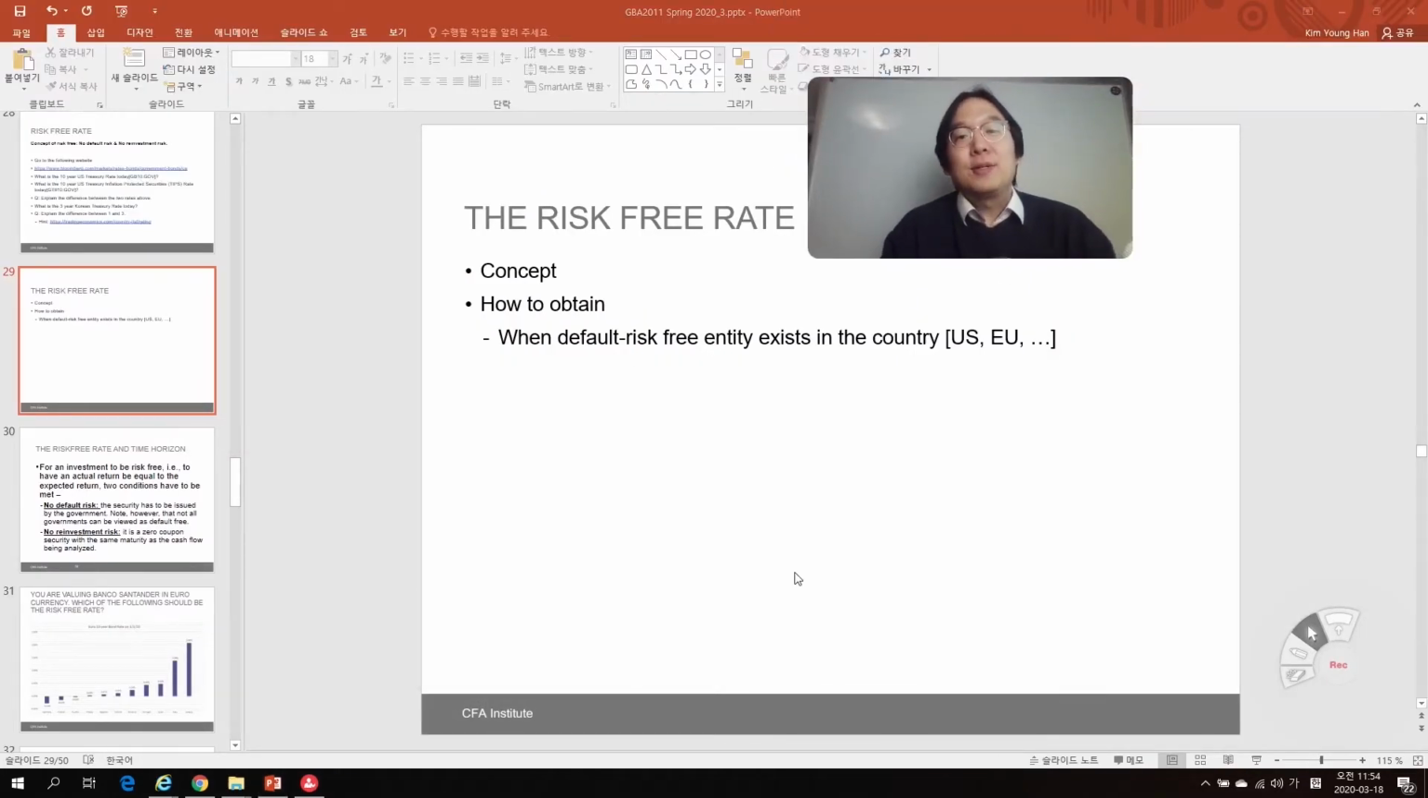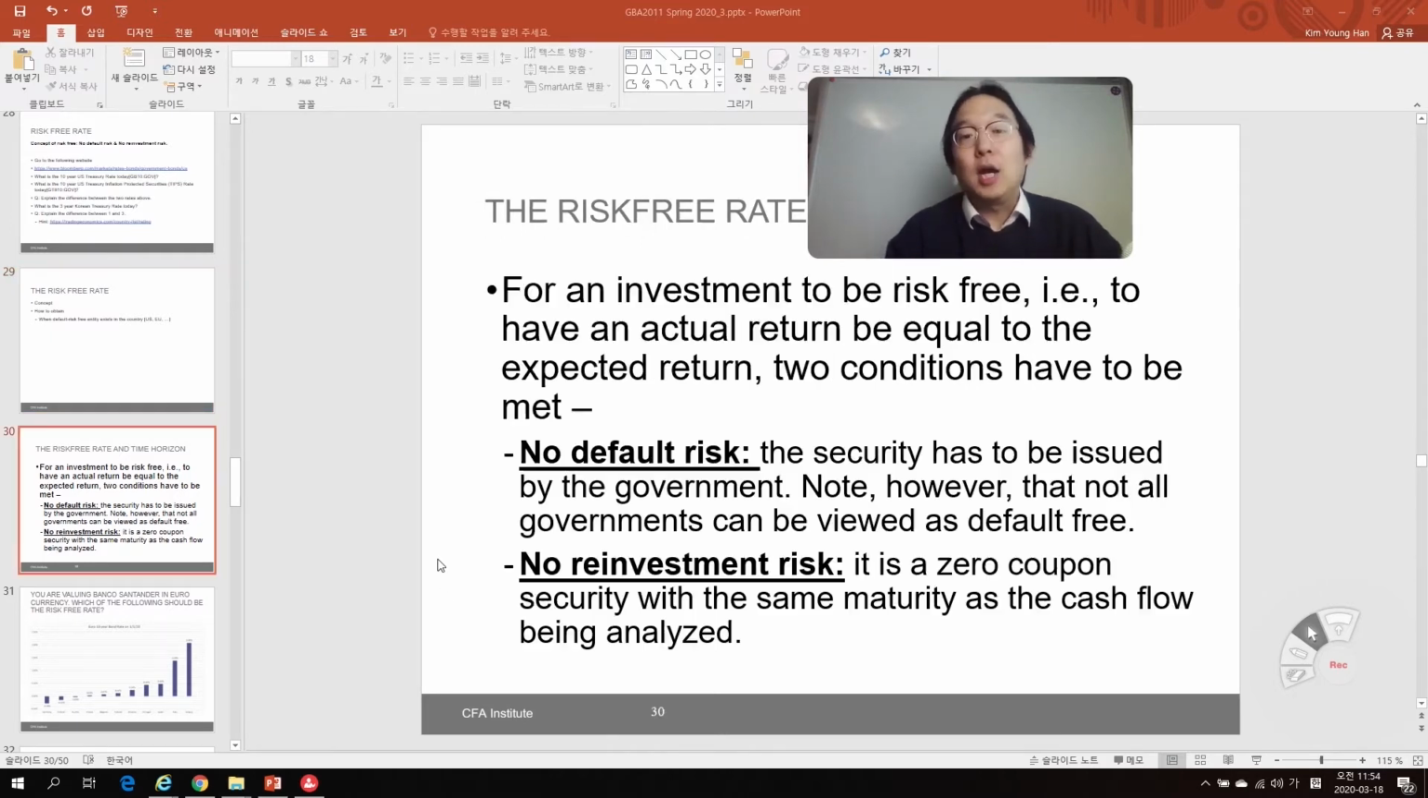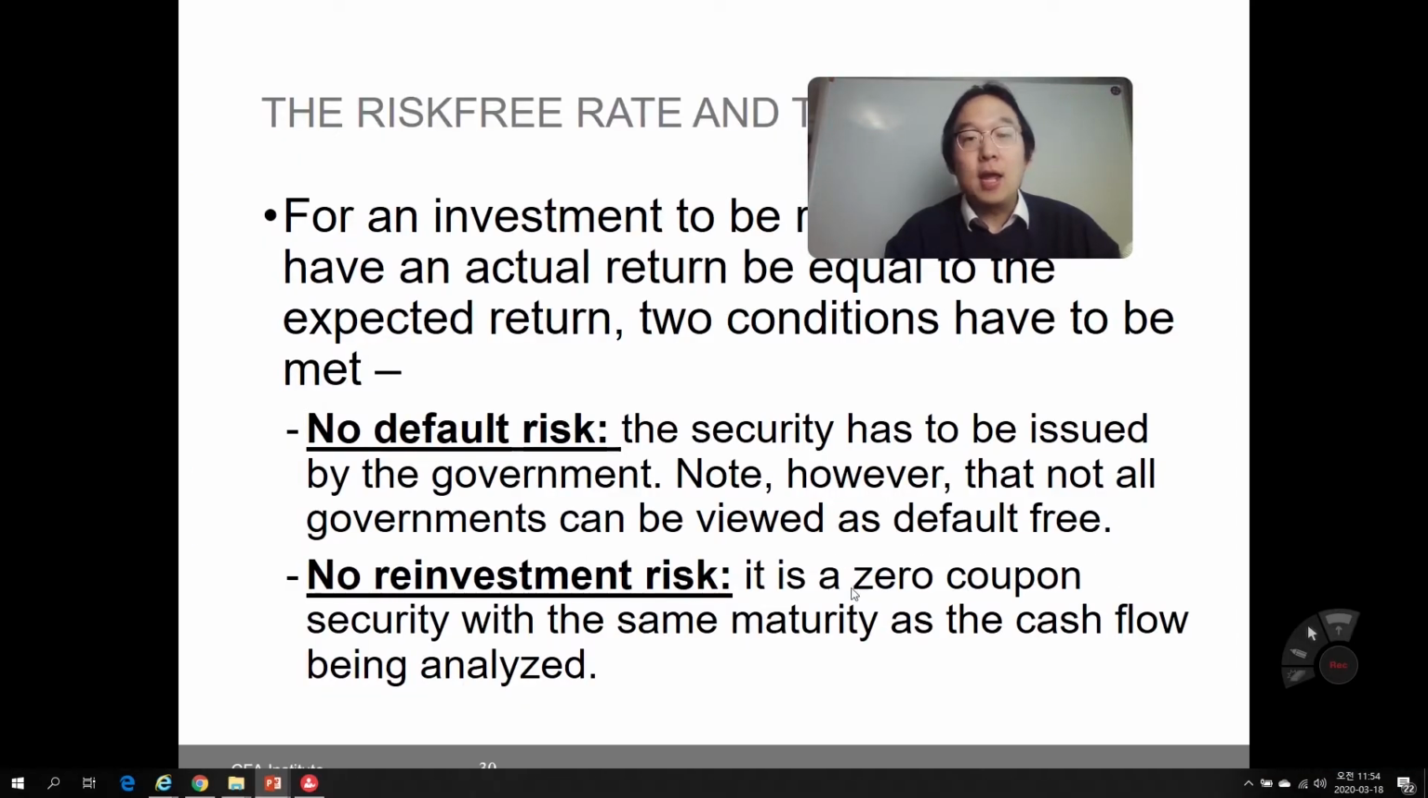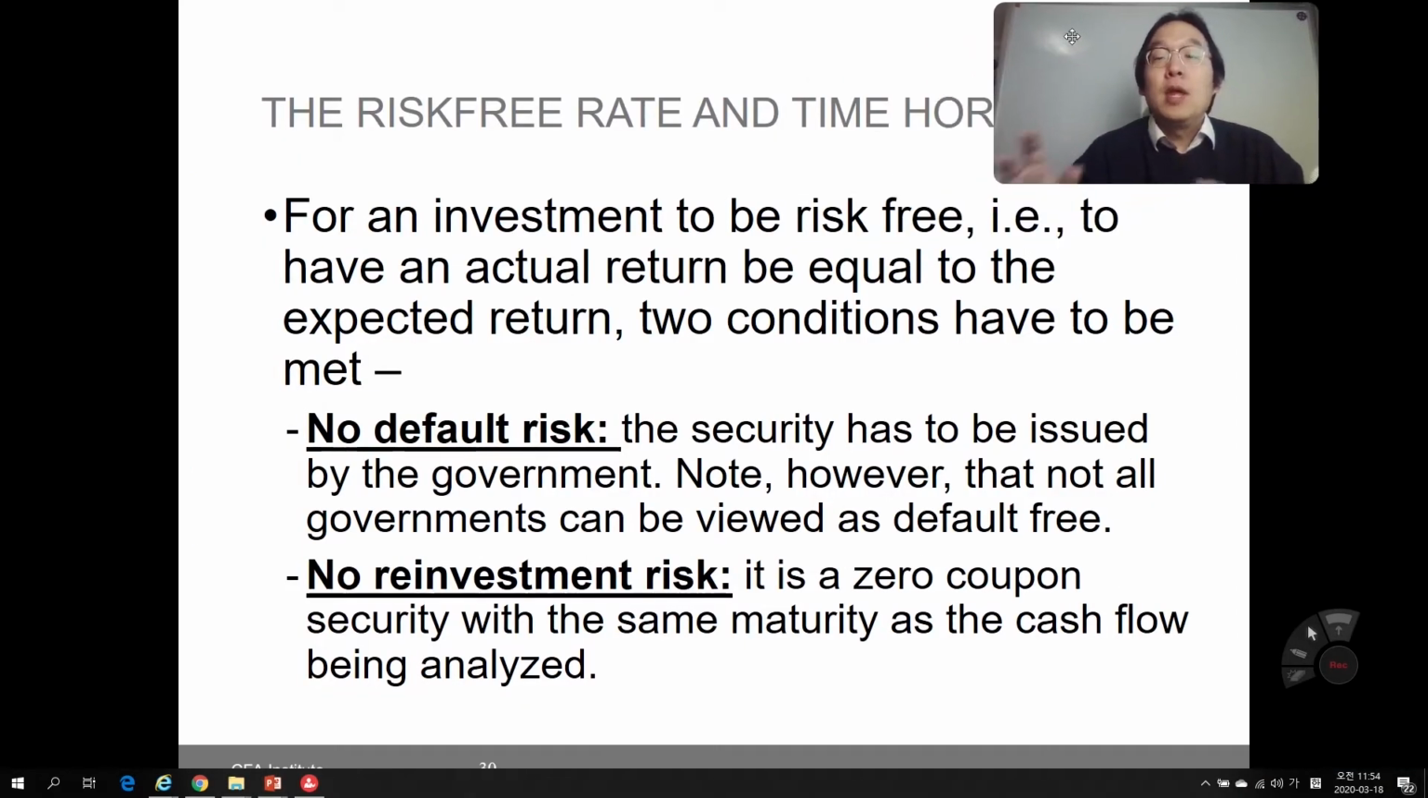Anyway, so risk-free rate, that is something we'll finish this lecture with, okay? Now, the concept of risk-freeness and how to obtain those risk-free rates in your valuation, I'm going to talk about it. The concept of risk-free rate is this. Let's expand this screen. Essentially, to be a risk-free security, you have to have two features over there.